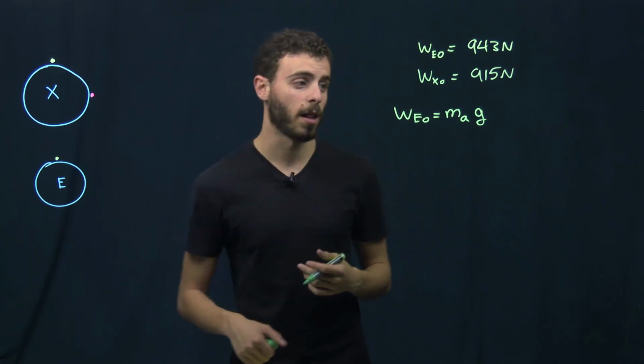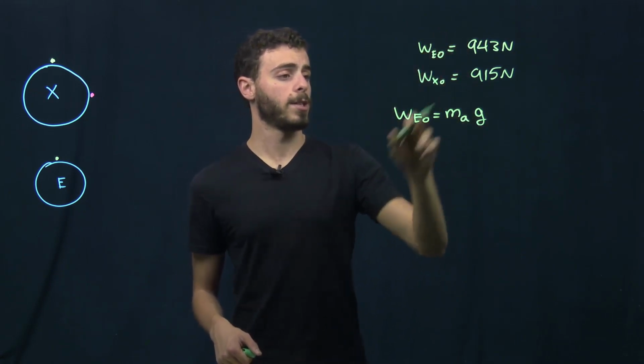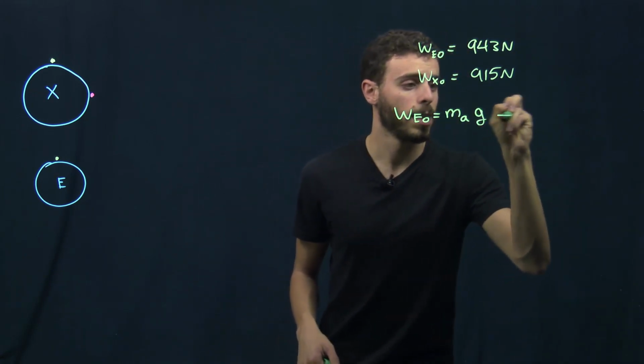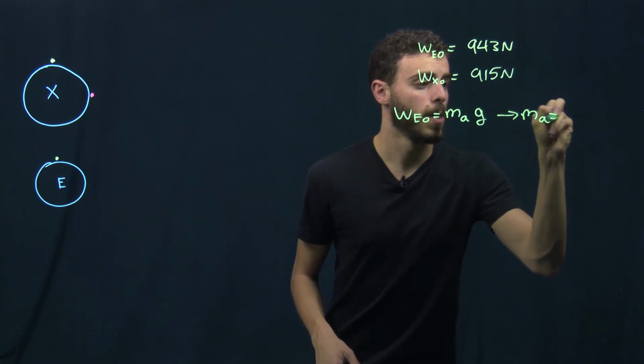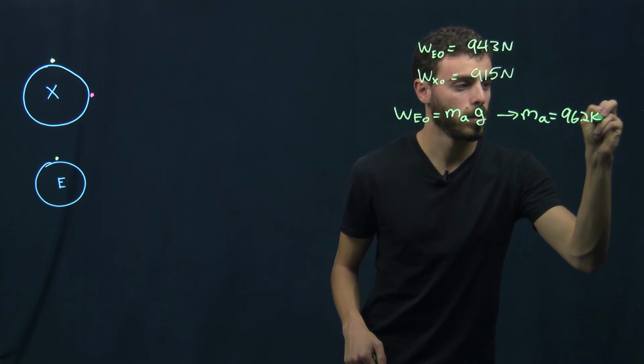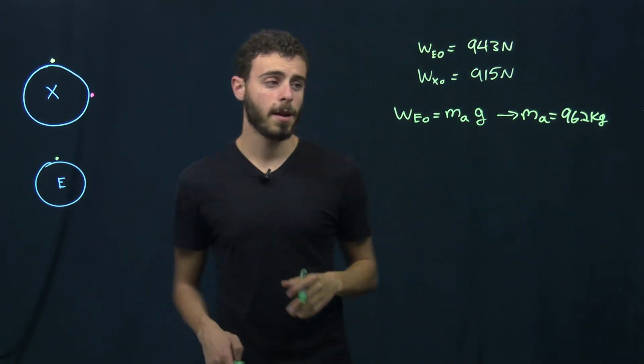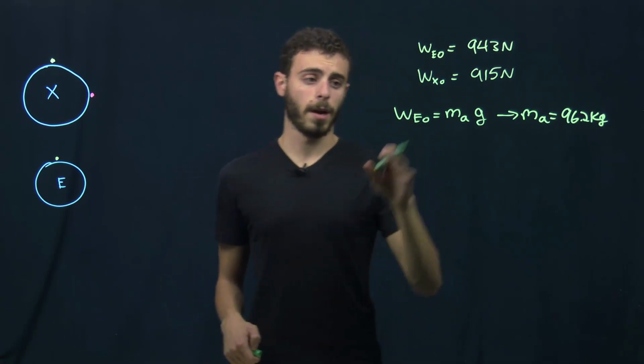And this is something we've done a lot of times before. So what we can do then is just solve our equation here. We know g is 9.8, and so this should lead us to the mass of the astronaut, which is 96.2 kilograms. So we'll go ahead and utilize that a little bit later. This is all still dealing with the true weight on Earth.